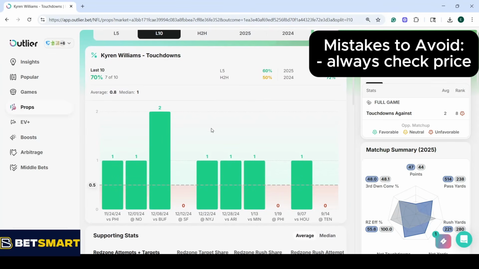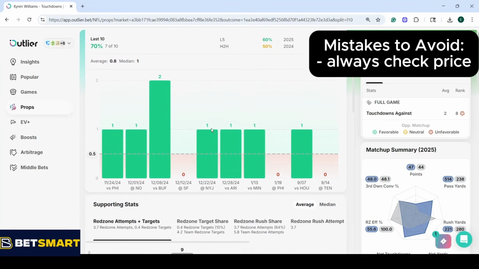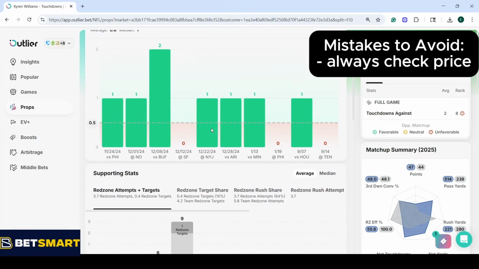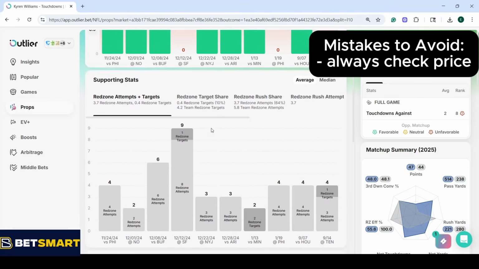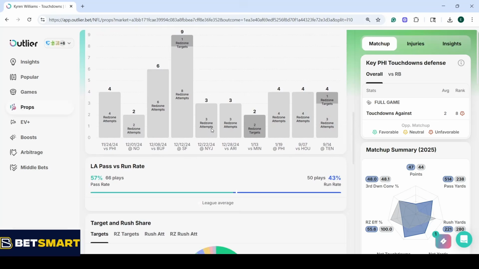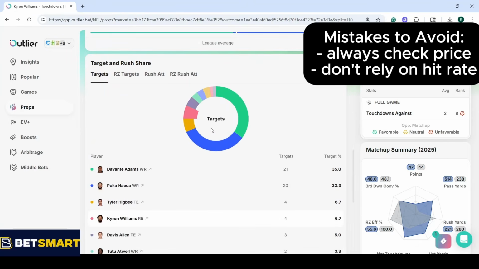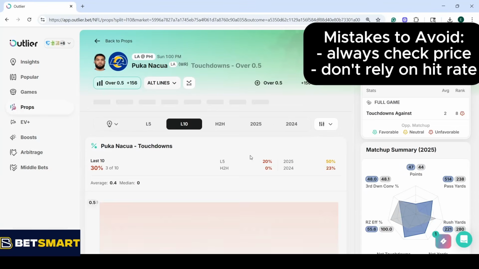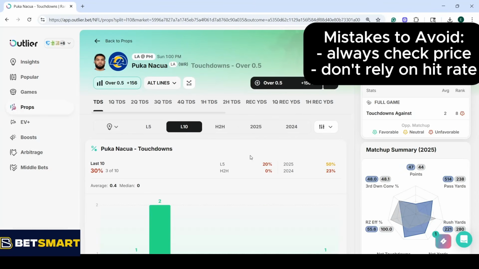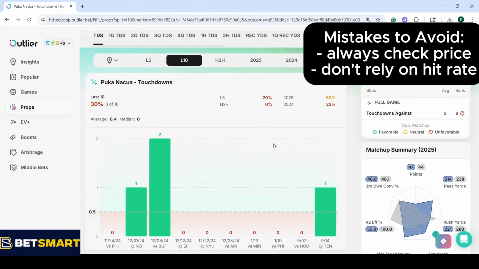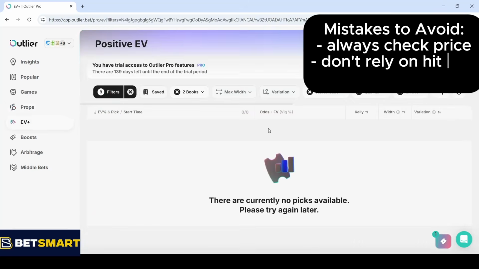For starters, don't chase news spikes without rechecking the price. Do not ignore the best line. Price rules everything. A price will always beat a hunch. Also, don't overfit to 2 or 3 game sample sizes. Just because a player has a high hit rate does not mean that that is likely to continue happening in the future. Last but not least, trust the EV data.